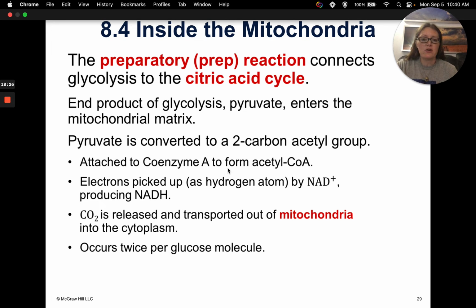Pyruvate is converted to a 2-carbon acetyl group. This attaches to a coenzyme A and forms something called acetyl-CoA. Acetyl-CoA is what is going to eventually go on into the mitochondria. When this happens, carbon is released and transported out, and it occurs twice per glucose molecule because remember, you end up with 2 pyruvates per 1 glucose molecule.